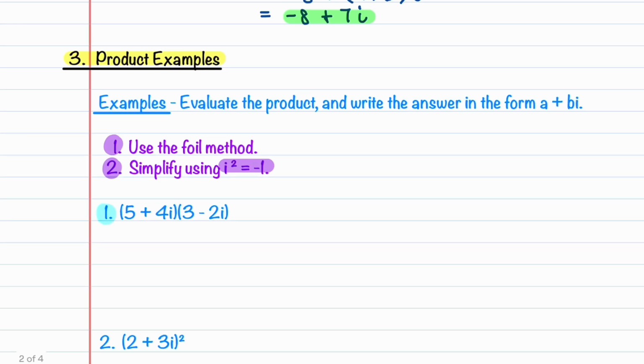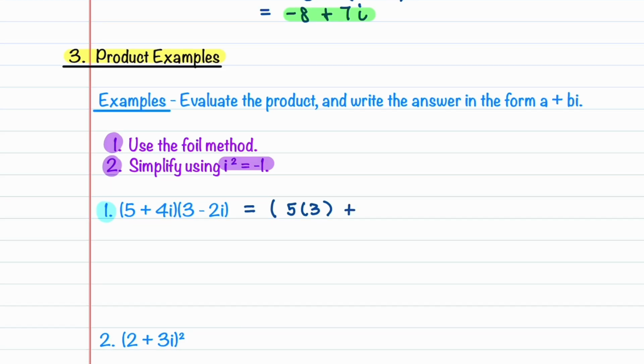We're going to start by using the FOIL method. So we're going to multiply the first terms, and that's 5 times 3. That's the first term in each expression, plus the outer terms, and that's 5 and -2i. So that's FO, and then I stands for inner, so we're going to multiply the inner terms. That's 4i and 3. And then lastly, we're going to multiply the last terms, and that is going to be a 4i times a -2i.